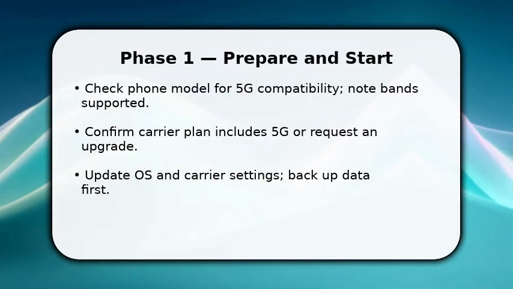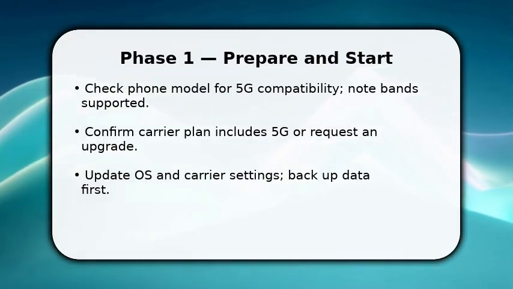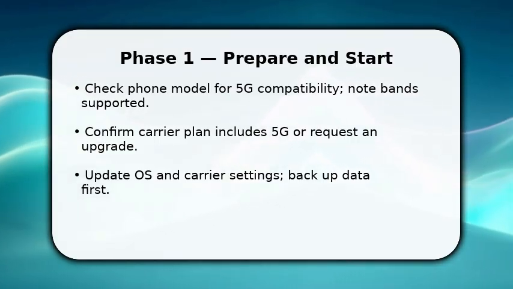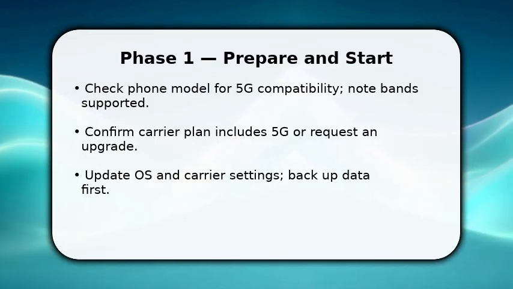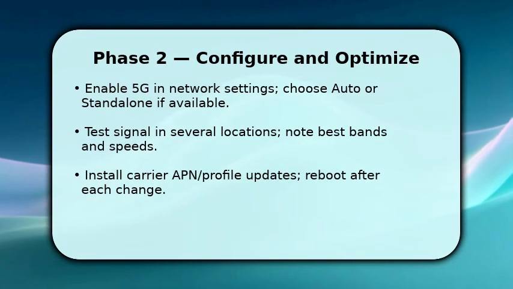Next, update the phone OS and carrier settings. This often adds 5G profiles. Back up your data before changes. Do these in sequence so you avoid needless returns, and prepare a simple notes list of model number and current firmware version. You now configure the device.